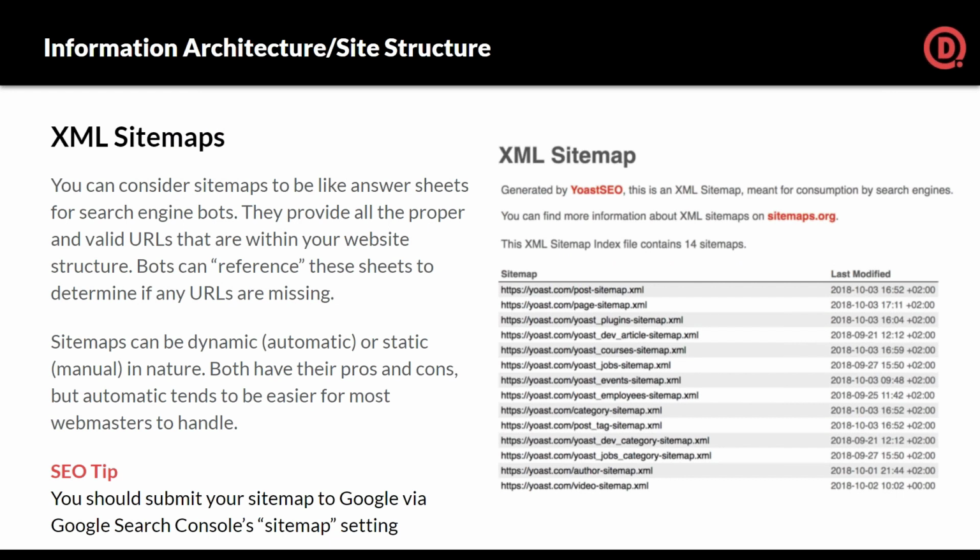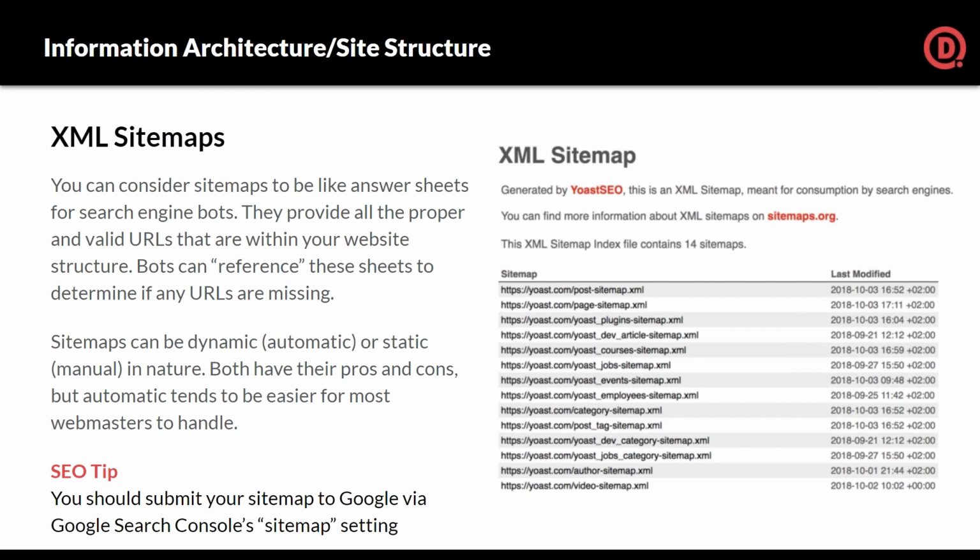Dynamic just means that they're automatic. So whenever you're updating a page or adding a page into your website, the sitemap would automatically update with that URL, as opposed to static, which gives us more control due to the fact that it's all manual. Generally speaking, dynamic tends to be easier to work with, especially for the smaller sites where we have Yoast as a plugin, which usually has a dynamic XML form.